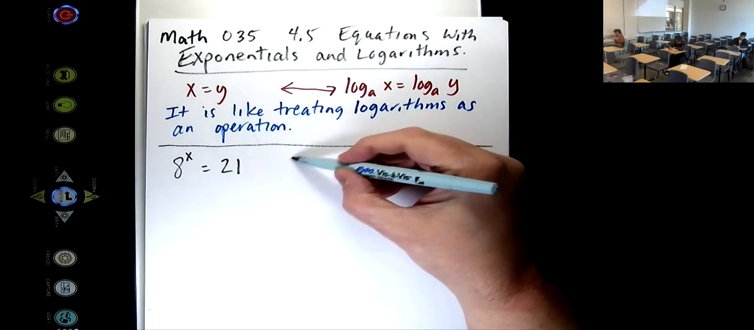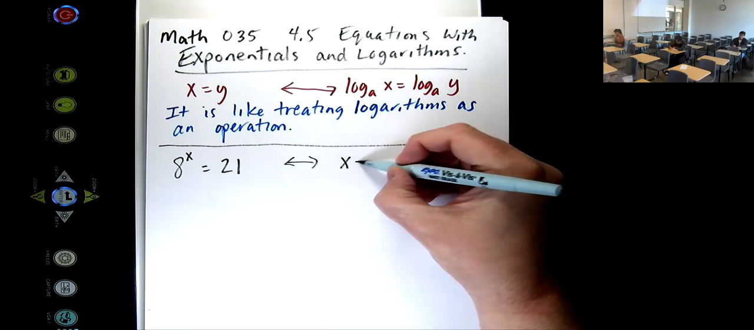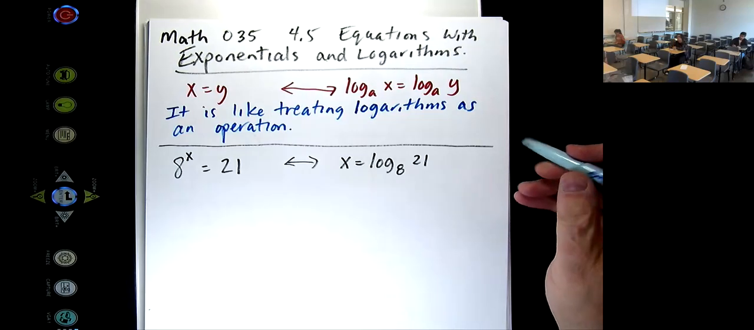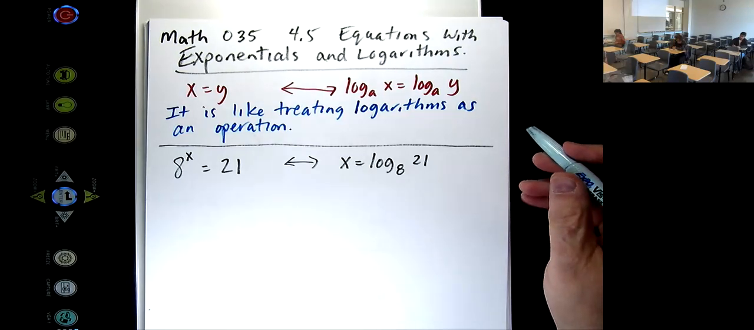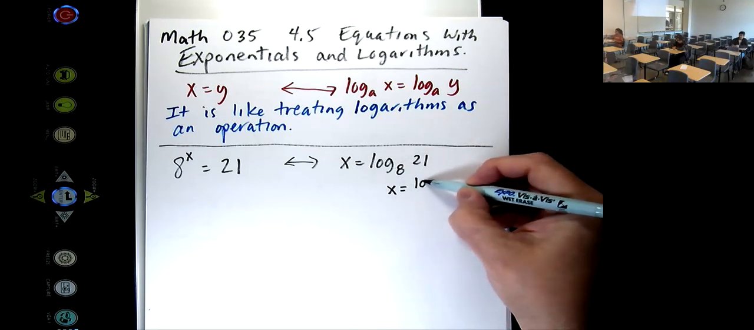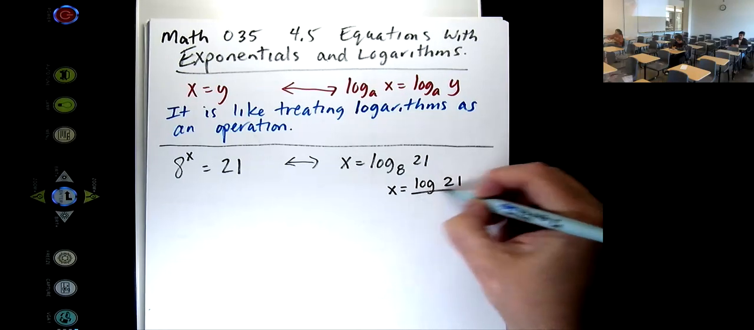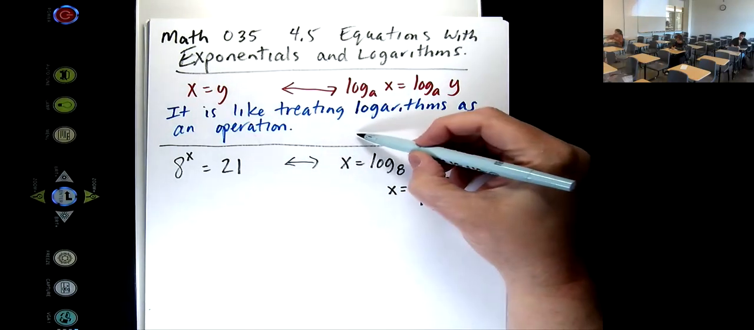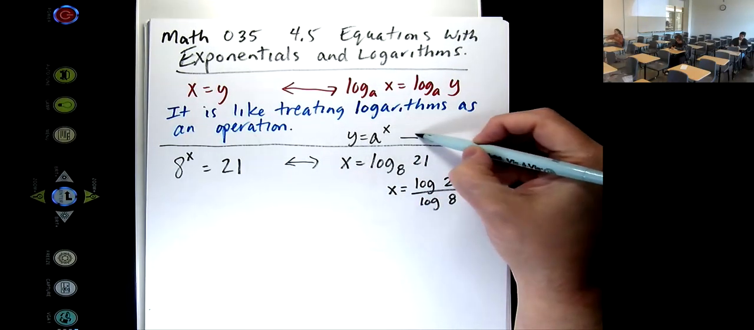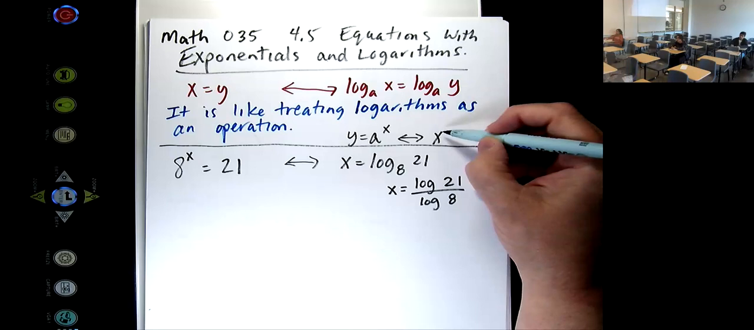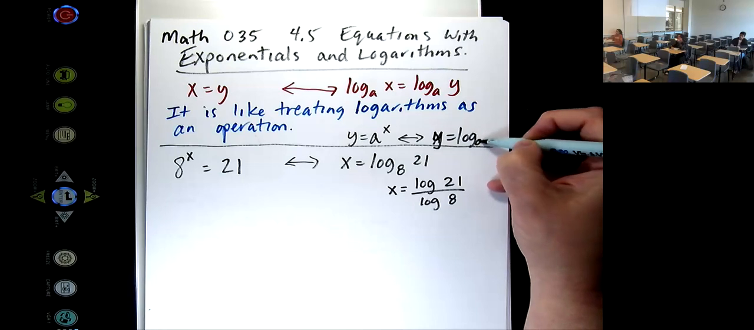Now, previously, what we would have done is said X equals log base 8 of 21. And if you have a calculator, you could do it that way, or with the change of base formula, we could write that as log 21 over log 8. That was the old method of saying Y equals A to the X is the equivalent of X equals log base A of Y.